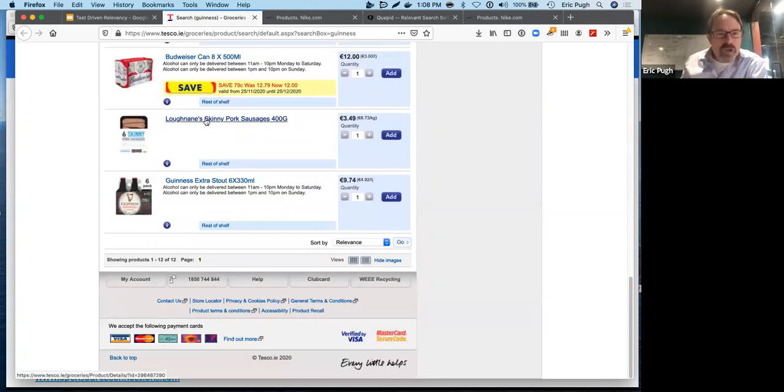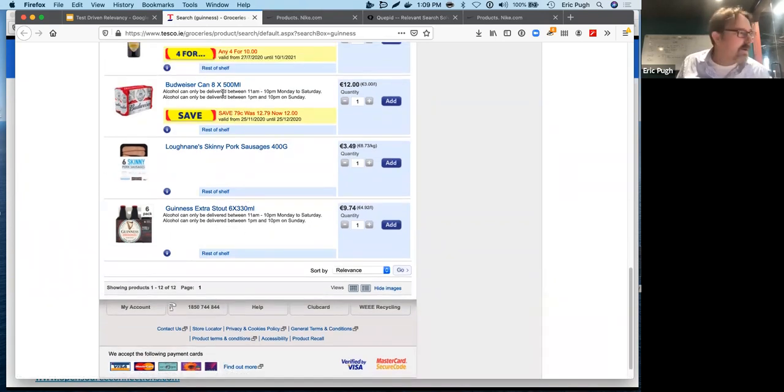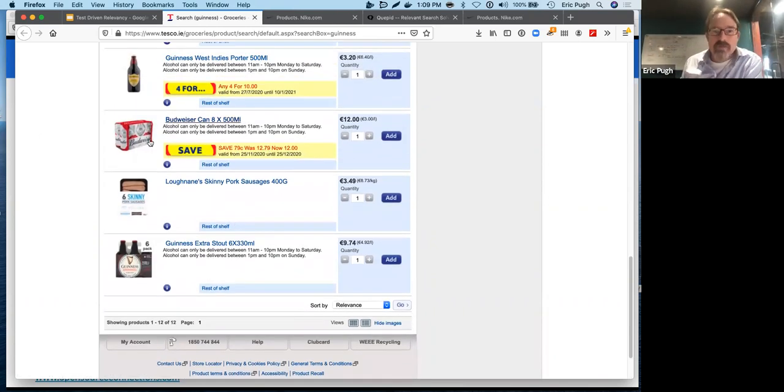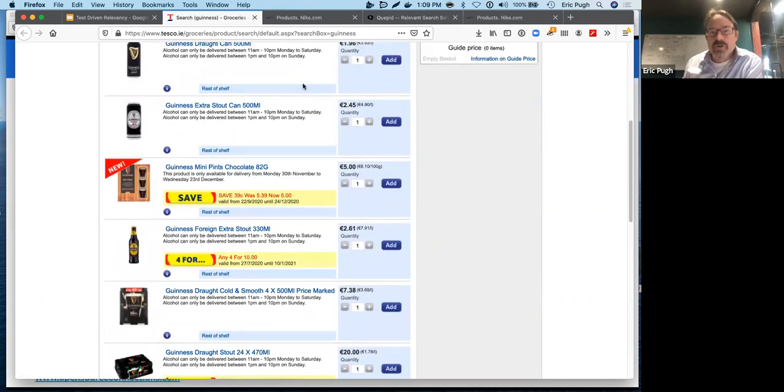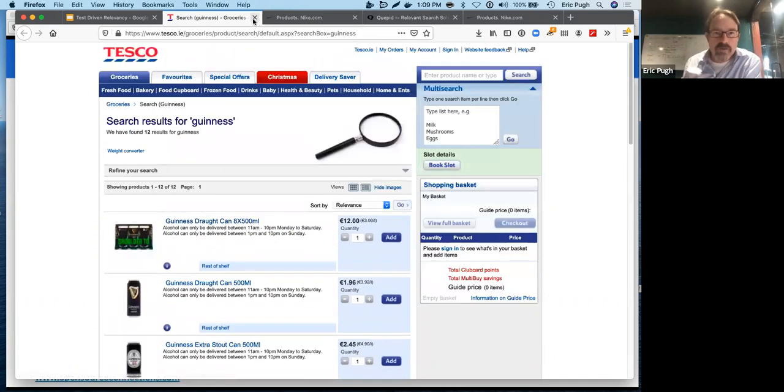And then some sort of skinny pork sausage, must be made with Guinness maybe in it, but that's not a very good result. And maybe this extra stout probably should be ahead of either, thank you, Darren, right? If you look at this, this Guinness extra stout should be above the Budweiser and the skinny pork sausage. So not very good relevancy. How did this slip through?